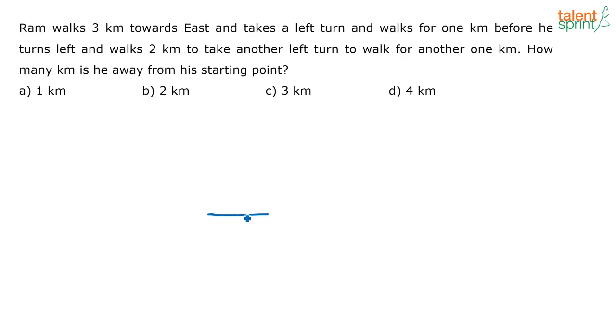Ram walks 3 kilometers towards the east, takes a left turn and walks for 1 kilometer, then takes a left and walks for 2 kilometers, and takes another left and walks for 1 kilometer. So what has Ram done? First he starts from a point going towards east for 3 kilometers, then he takes 1 kilometer, 2, and back 1 kilometer, which means he is coming back in the same line that he started from.